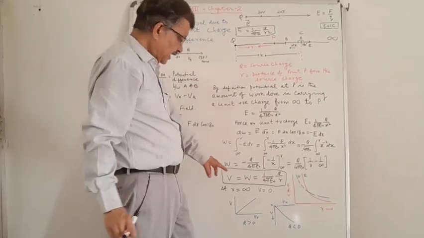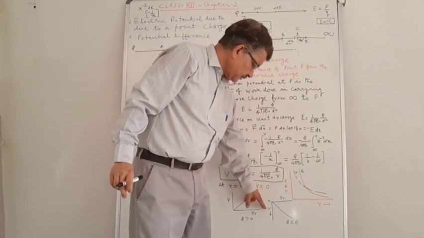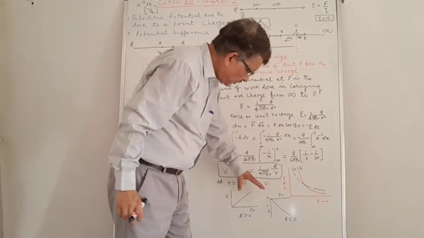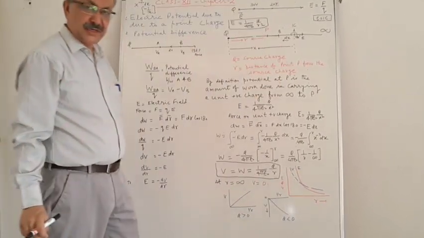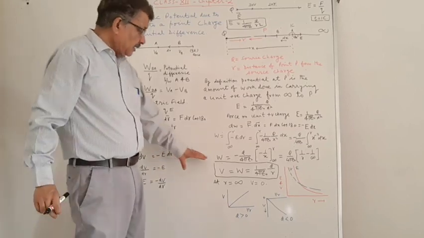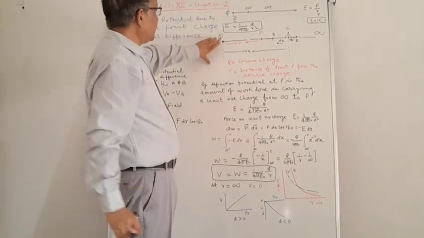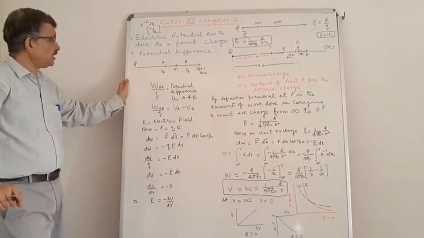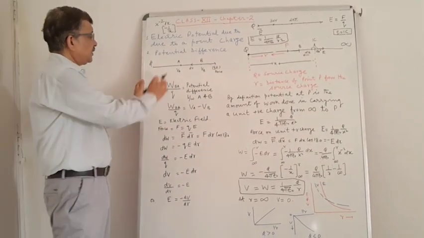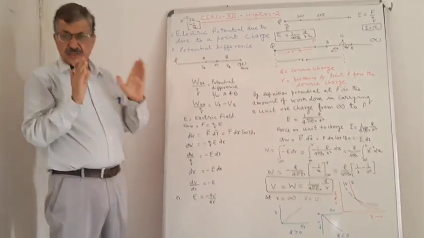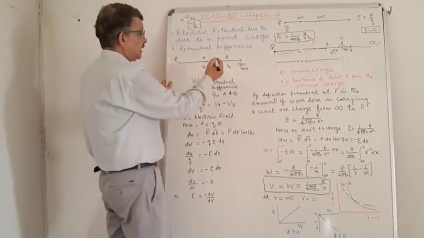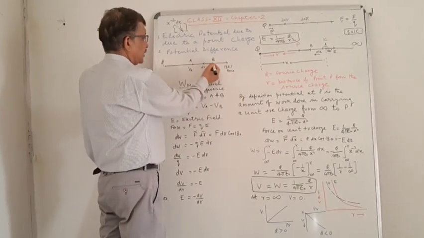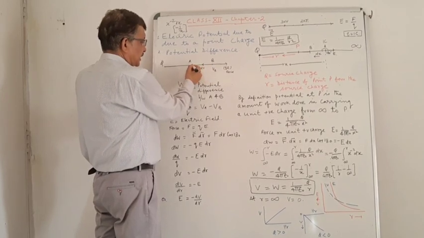Similarly, if a negative charge is there, the graph will be in this sense. So this is the derivation for the single charge. Now we have to find the electric potential difference between two points. Suppose I take point B over here, and here is a point A.